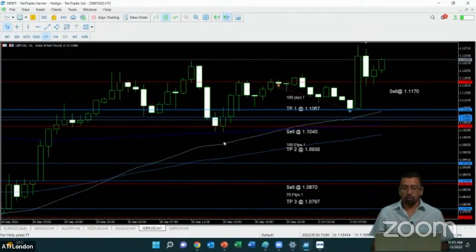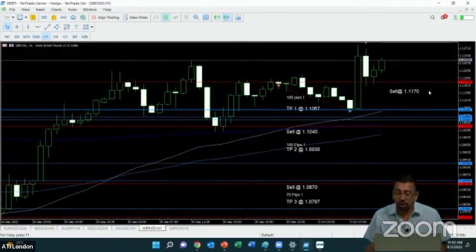Okay, so here we go. Now, let's take a look and focus on GBP USD, right? With GBP USD, I've got that sell trade signal at 1.1170. Now it's high up there at 1.1259.